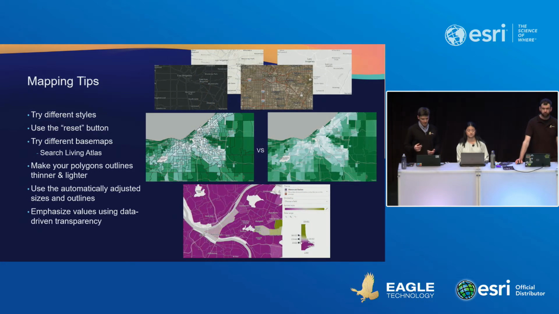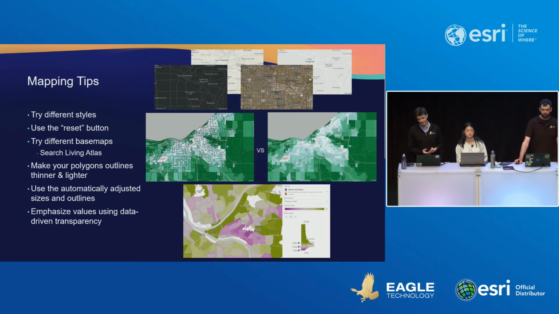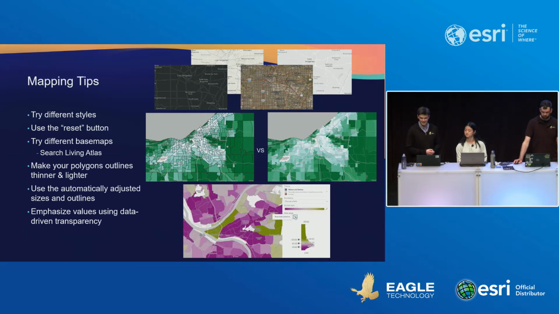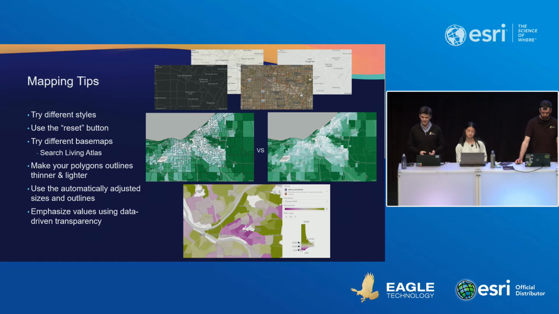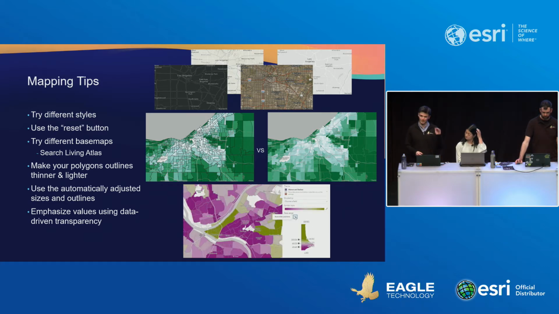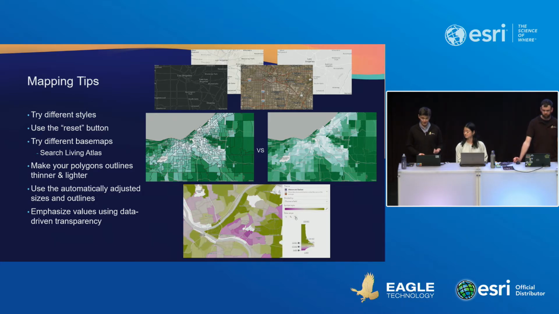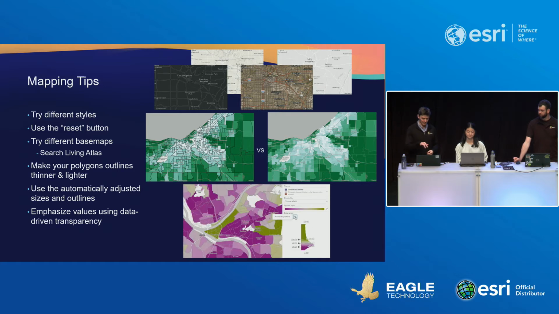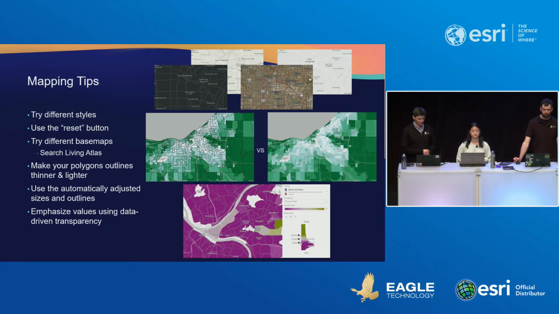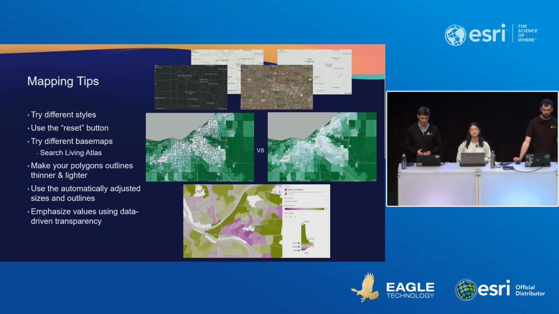And finally, just a couple of mapping tips for you. Like I said, there's lots of different styles. Try them. If you do have the time, just try a few different styles, and particularly around changing base maps as well. So say you found a nice style that you like, just browse through those different base maps that Esri provide, as well as you can find in the Living Atlas. Make your polygon lines thinner. You can see that example in the middle there. The one on the left has got those chunky bold lines. The one on the right looks a little bit cleaner, just a little one.